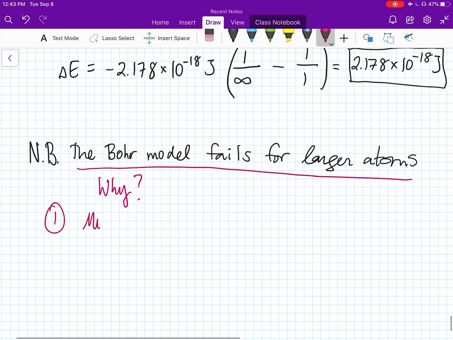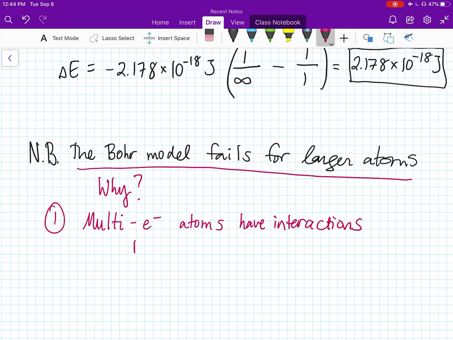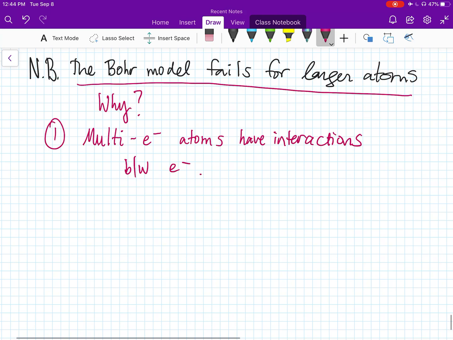Okay, so hydrogen only has 1 proton in its nucleus and 1 electron circling that proton. So you can imagine that larger elements are going to have multiple electrons. So if you have multiple electrons, they're going to interact with each other. They're going to have repulsive interactions with each other because like charges repel each other. So multi-electron atoms have complicated interactions between their electrons. And that is one reason the Bohr model breaks down once you have more than one electron.